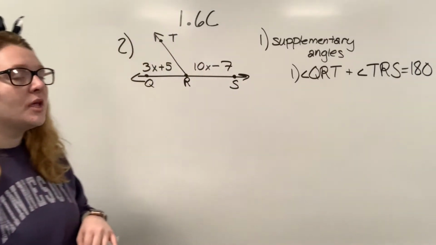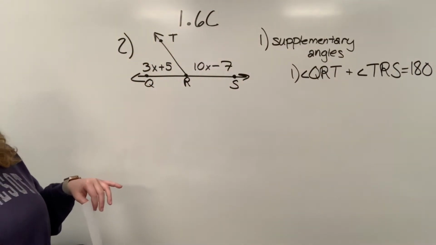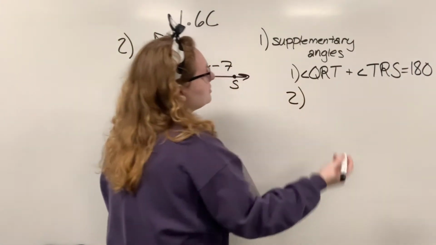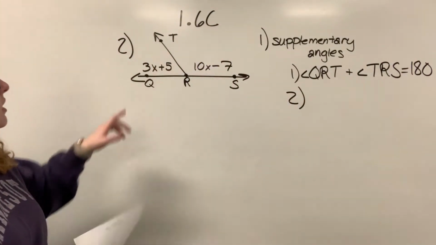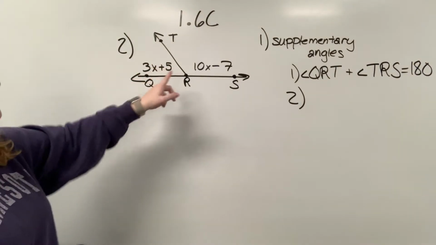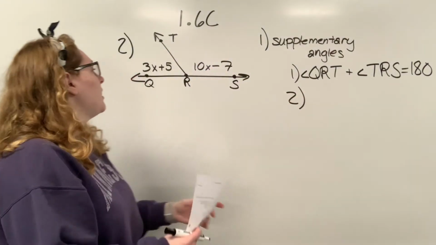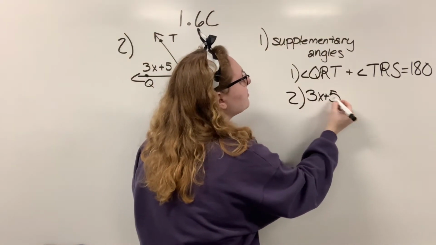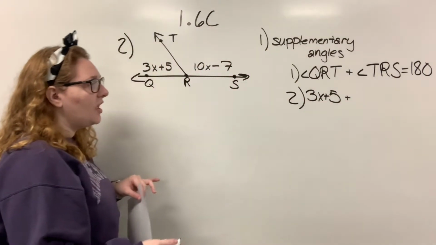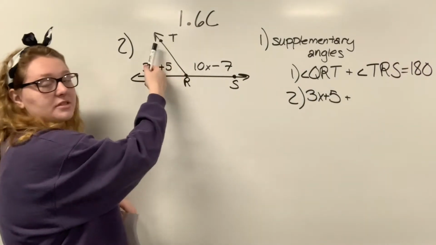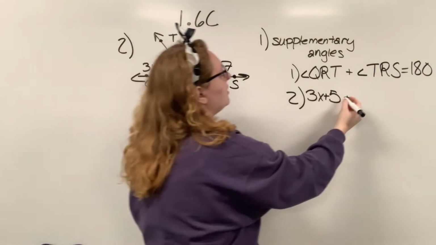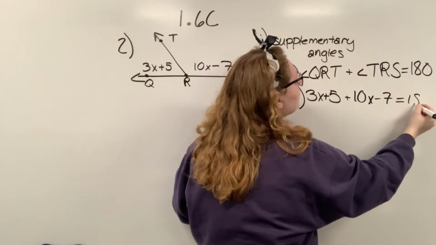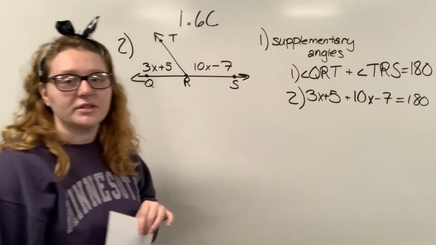Okay? So now we're going to plug in what we know. All right, so we know that there's some yucky algebra pieces here, so let's go ahead and plug those in. Angle QRT, side, vertex, side, this first one is going to be 3x plus 5. And then angle TRS, side, vertex, side, is 10x minus 7. And that's still equal to 180 degrees.